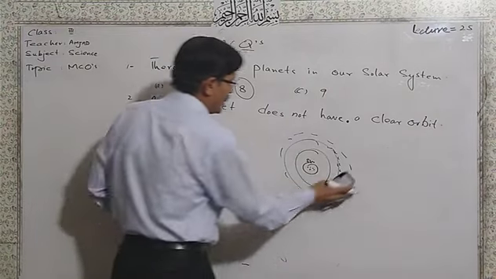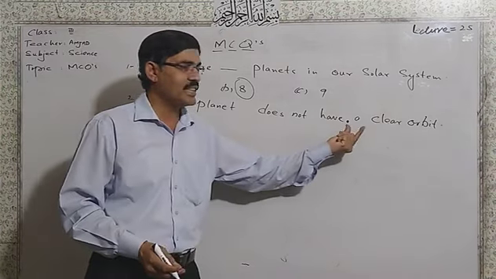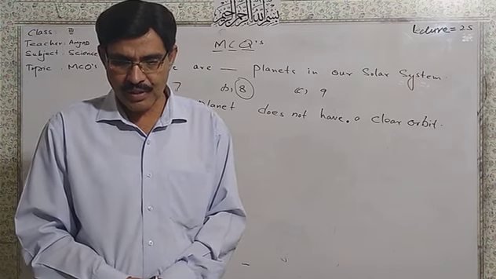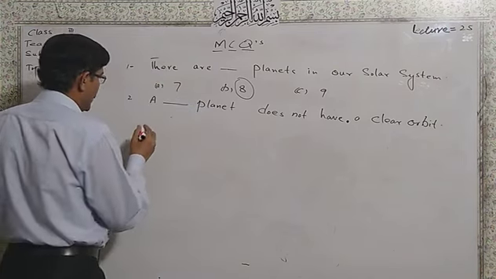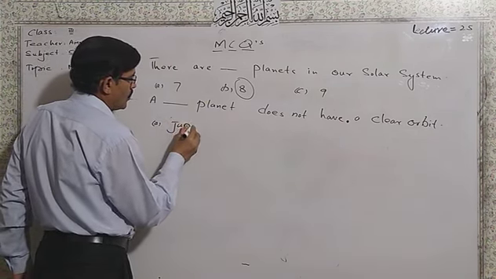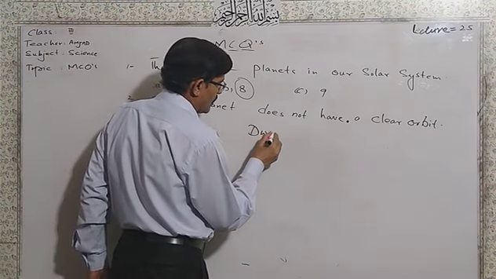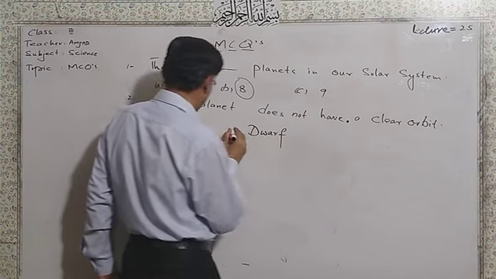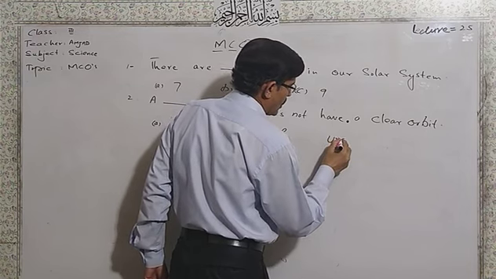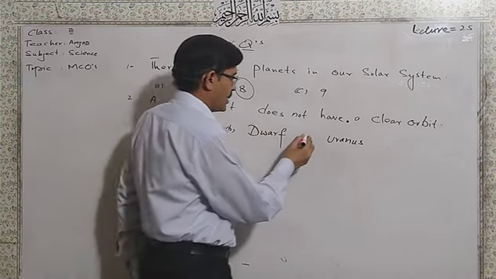Over here we have this statement: a dash planet does not have a clear orbit. Options are A, Jupiter, B, dwarf planet, and C, Venus or Uranus.